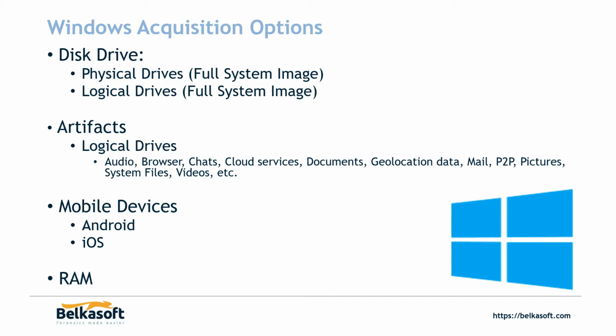The final option when it comes to a Windows acquisition type is RAM. You have the option to acquire memory from any endpoint that you deploy an agent to at the click of a button, which can be very handy.